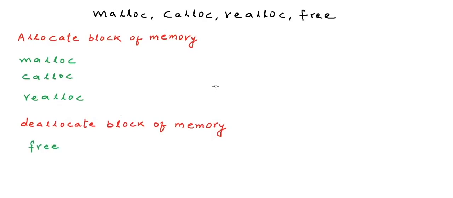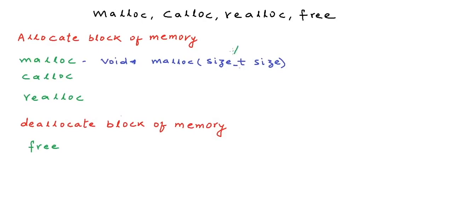Now let us first talk about malloc. This is the most frequently used library function for dynamic memory allocation, and the signature or the definition of this function is something like this. This function as argument asks you for the size of the memory block in bytes.